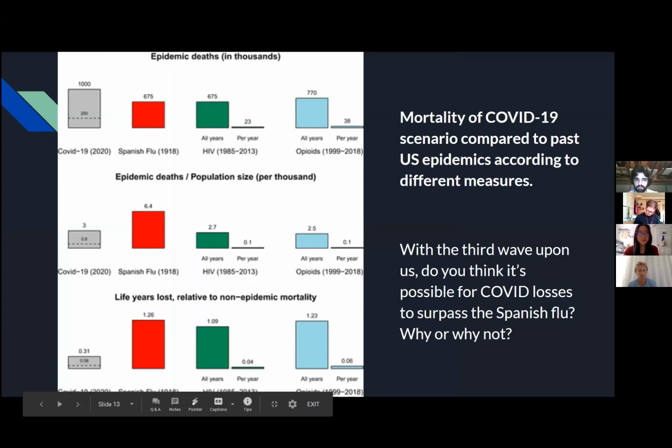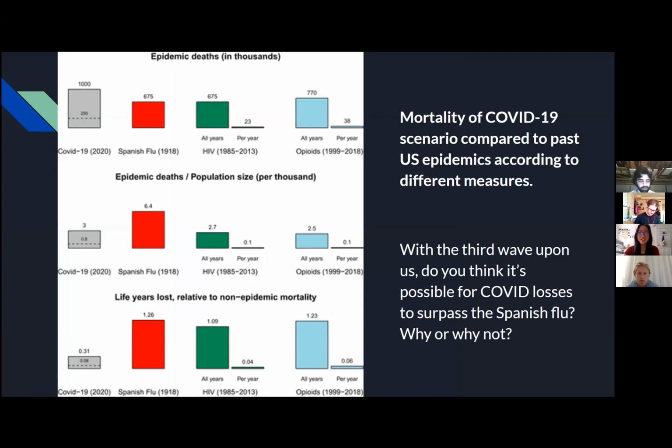Next, in this graph, we see the mortality of COVID-19 compared to past US epidemics. So this scenario is based on 1 million COVID deaths, and the virus kills more Americans than past epidemics. But when population size is accounted for, the Spanish flu is more deadly. So taking into account years of remaining life, the study calculated that the Spanish flu resulted in even larger losses.